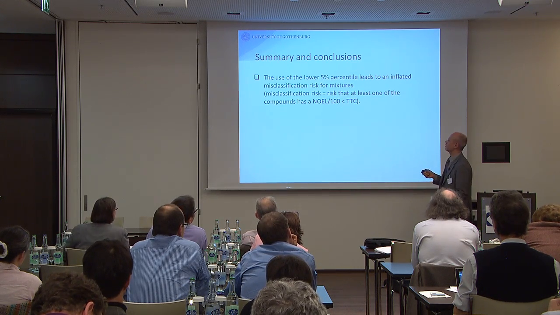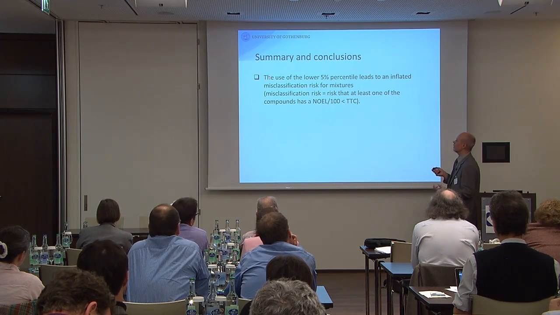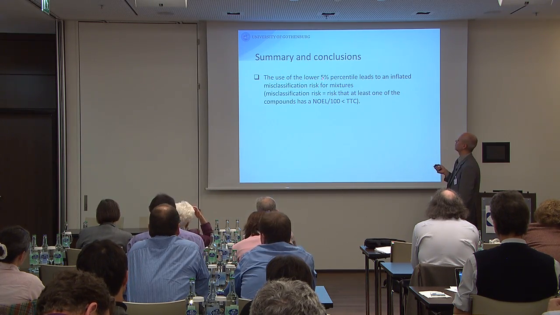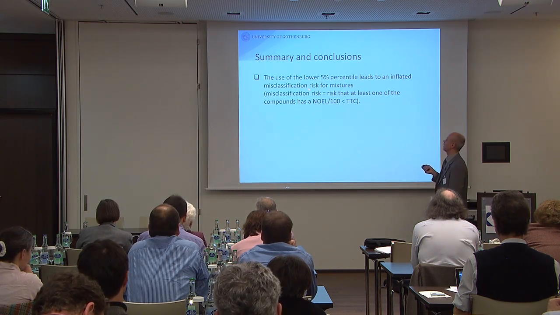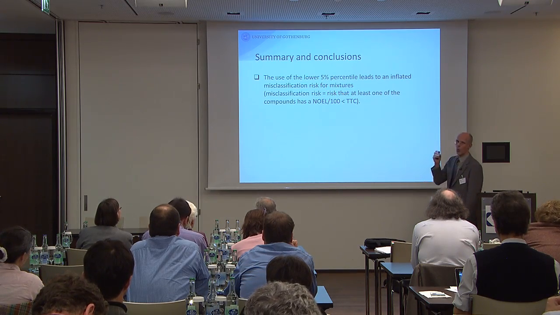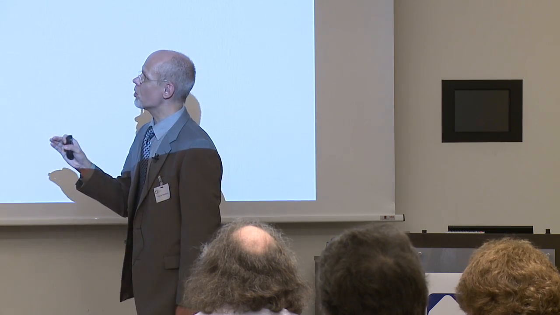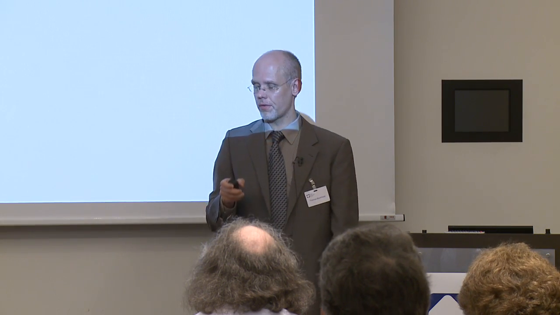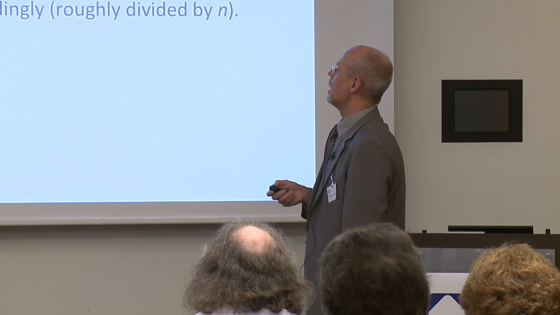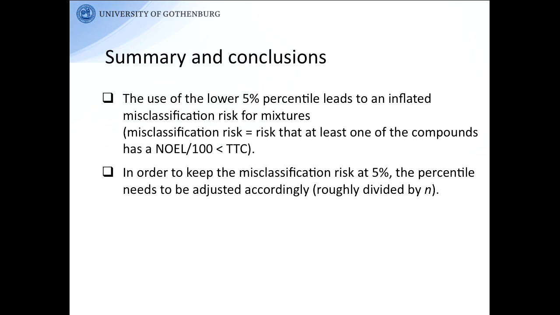The first part, so to speak, was that we have to be aware that the use of the lower 5% percentile leads to an inflated misclassification risk of mixtures. Misclassification risk is defined as the risk that at least one of the compounds is not captured by the TTC. So the more compounds you have, the higher the risk of a misclassification. In order to keep the misclassification risk at 5%, the percentile needs to be adjusted accordingly, according to that mathematical formula, rule of thumb divided by n.